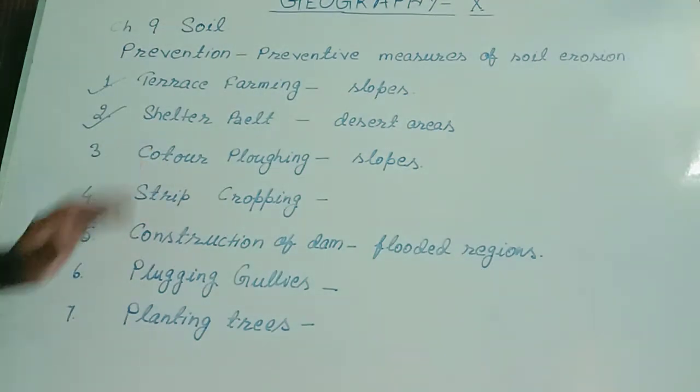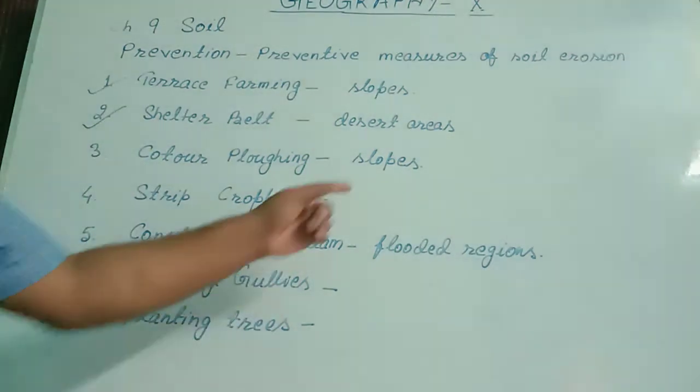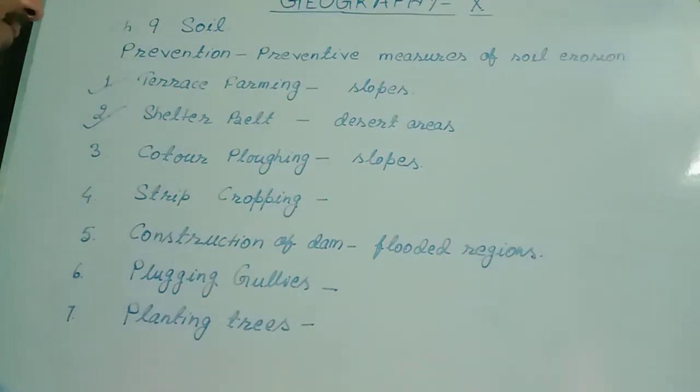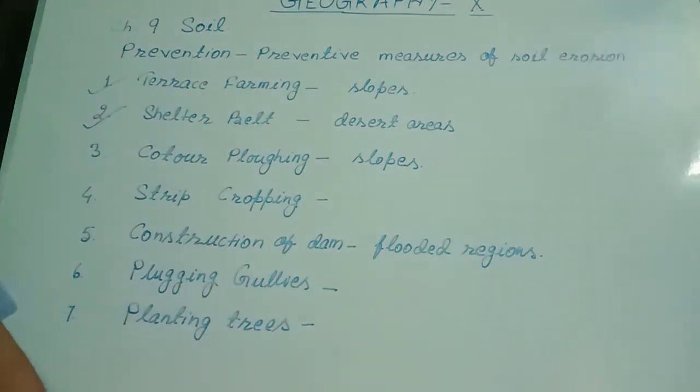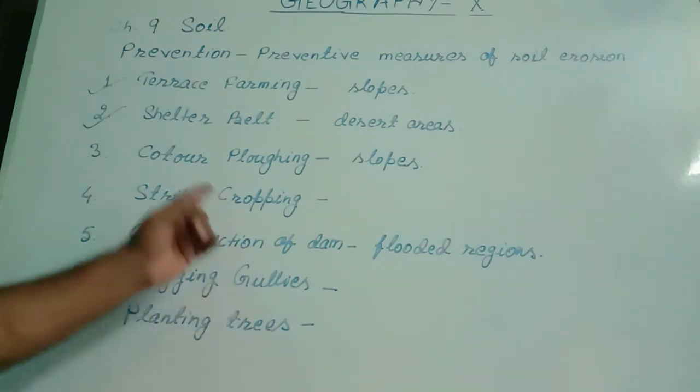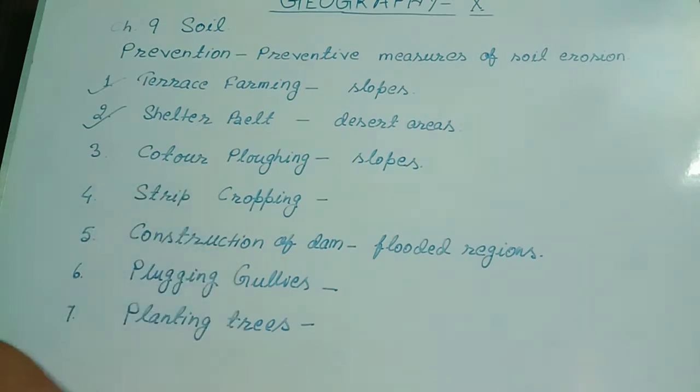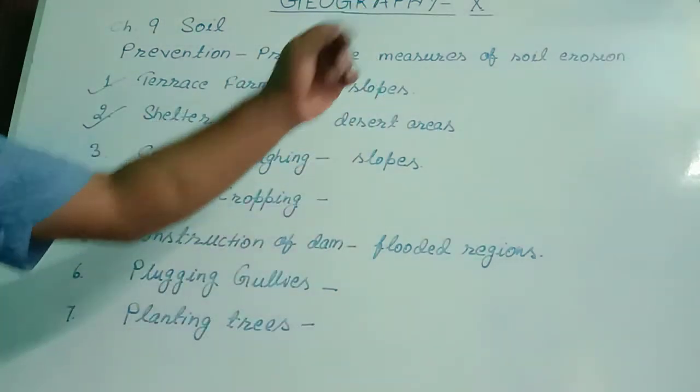I repeat, on slopes, many terraces are formed by cutting the soil, and the plowing is done along the contour, along the slope, so that the plowing of contour will work as the bund to stop the soil erosion.